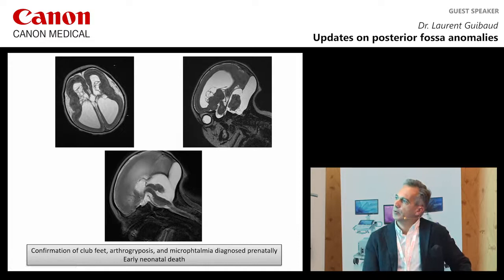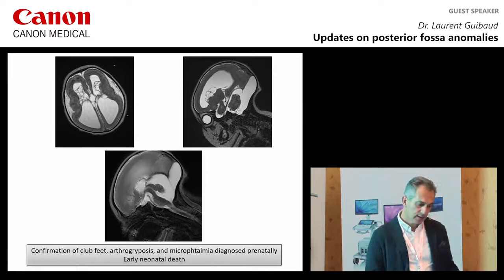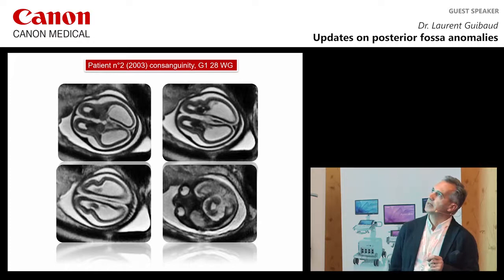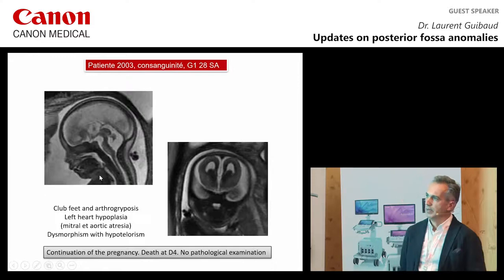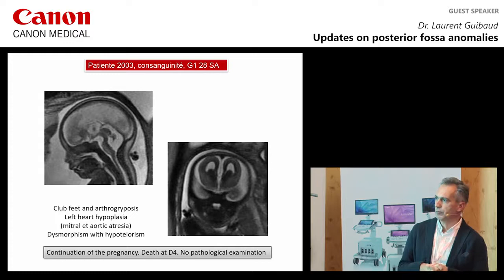And we had confirmation of club feet, arthrogryposis, and microphthalmia, diagnosed prenatally, and it led to early neonatal death. This one was similar to this case. I saw this case in 2003: similar large germinal matrix, similar pattern of the cortex, and look at the brainstem, it's exactly the same thing, associated with club feet and arthrogryposis, with cardiac anomalies. In that case, there was continuation of the pregnancy, death at 4 days, and no pathological examination.